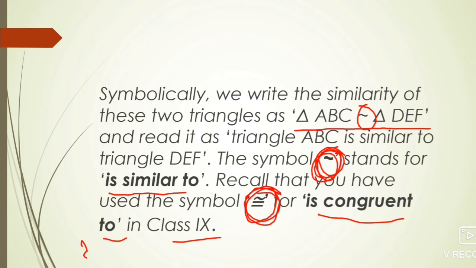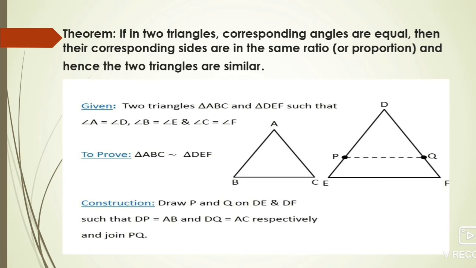Now let's take the next theorem. Here our main topic starts. What is the criteria for similarity of two triangles? The first theorem is: if in two triangles corresponding angles are equal, then their corresponding sides are in the same ratio, and hence the two triangles are similar.